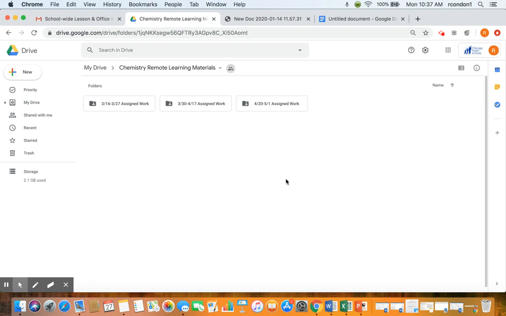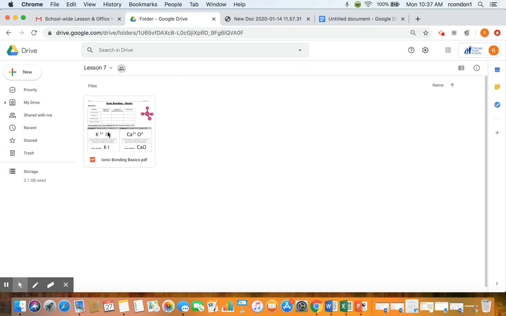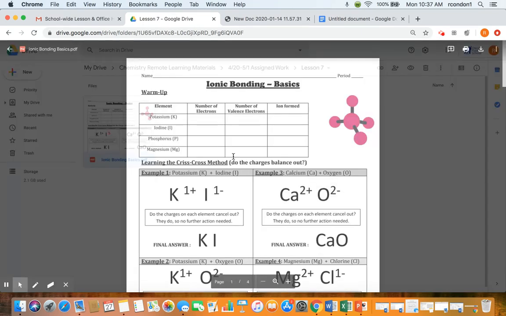So, we're going to go over lesson 7 today. This week we're focusing on lessons 7 and 8, but you can find those assignments in this folder. And then today we're going to talk about lesson 7. So, you have some time to sit on this and think about how you're going to approach this assignment. So, I'm going to click it, and then we have this PDF.